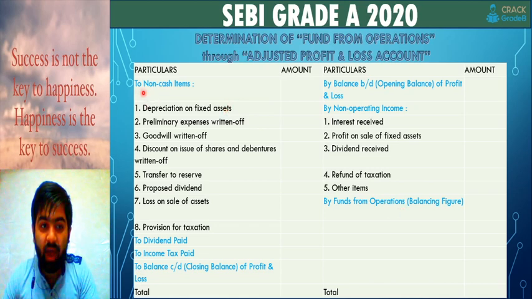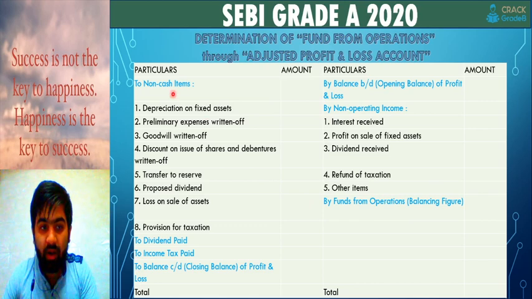Now the question comes about other items which are written here. In the profit and loss account, we enter non-cash items also, like depreciation of fixed assets, amortization of goodwill, discount on issue written off, transfer to reserve, proposed dividend. These are non-cash and non-operating items. And on the income side, we add non-operating incomes. So to get fund from only operations, we get the balancing figure, fund from operations only.